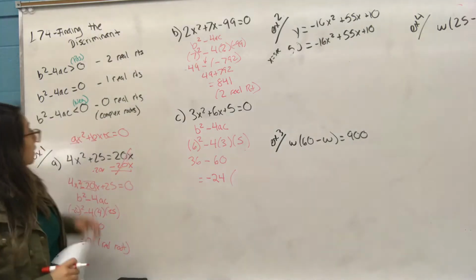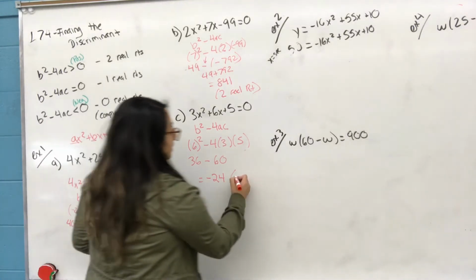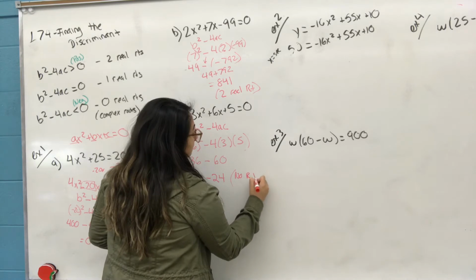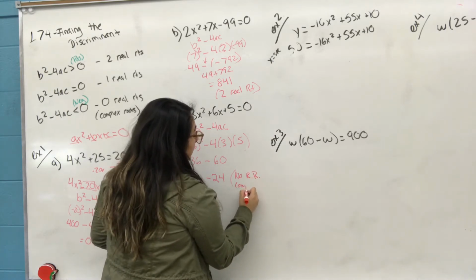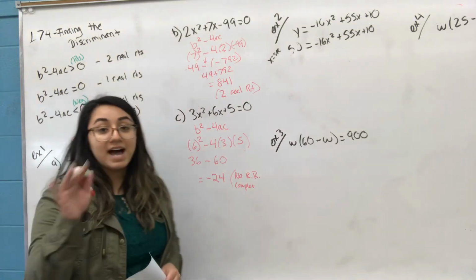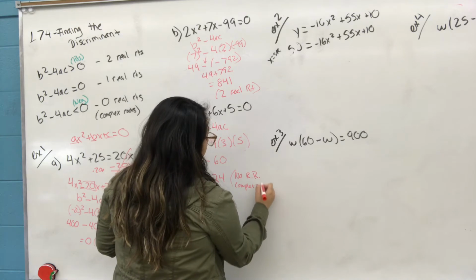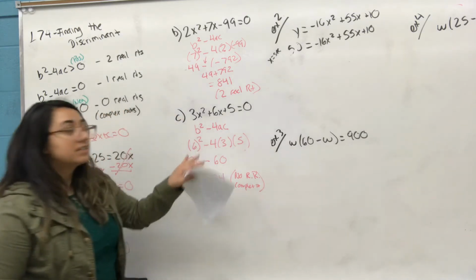Here, according to our discriminants, it's less than 0. If it's less than 0, there are no real roots. That means it's a complex answer. You're going to end up with a fancy fraction plus radical 5i. So you're going to have an i for your answer for this complex number.